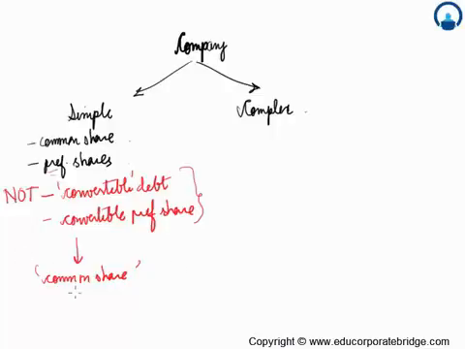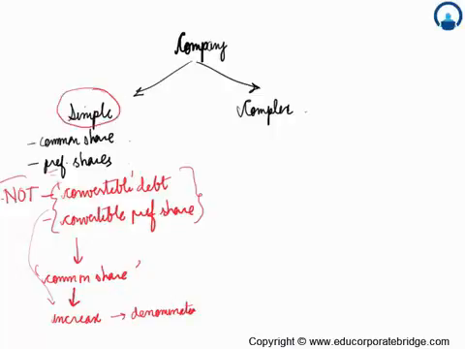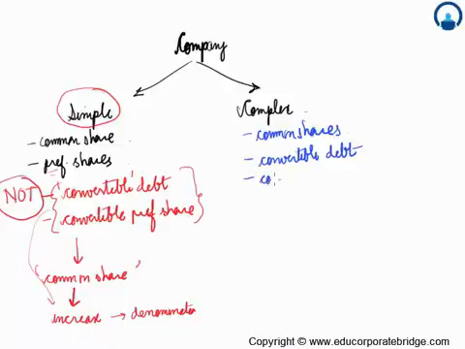If conversion of this sort actually happens, the total number of common shares will actually increase. So this will lead to additional common shares, and common shares will ultimately increase, thereby increasing the denominator. So what we assume is that in the simple structure these are not present. But when we're talking about the complex structure, the complex structure will definitely contain the common shares, but they may also contain these convertible debt or convertible preferred shares.